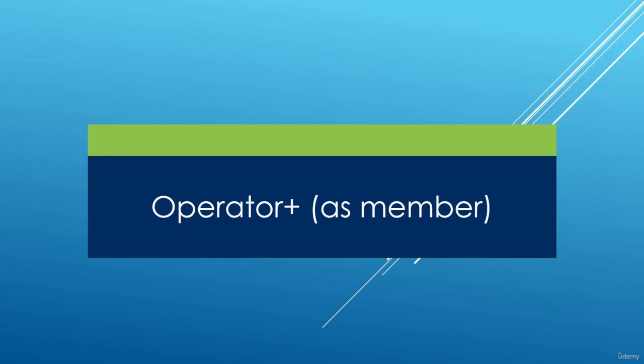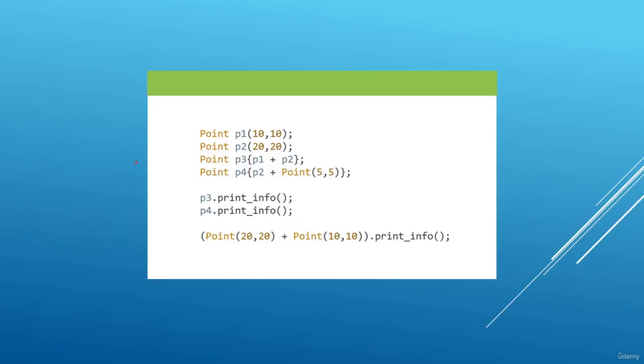In this lecture, we're going to see how we can overload the plus operator for our own types. And what we want is to be able to do something like this with our own custom type, which is the point class here. We have two objects for the point class. We have P1 and P2. The values are 10, 10, and 20, 20. And we want to add them up.